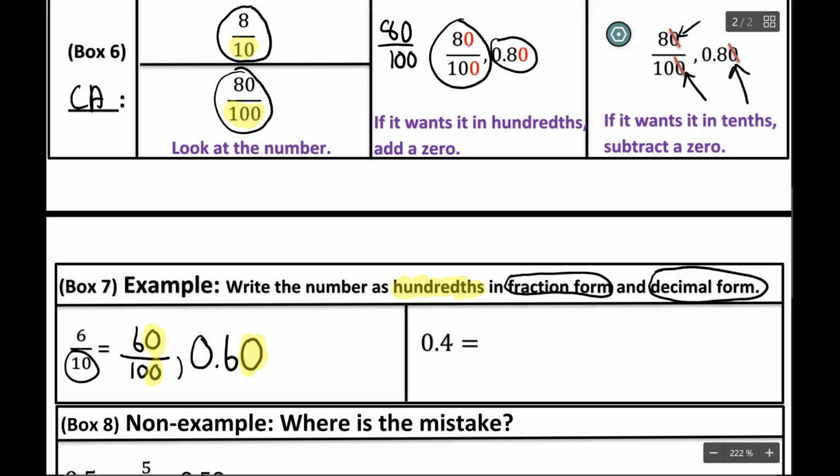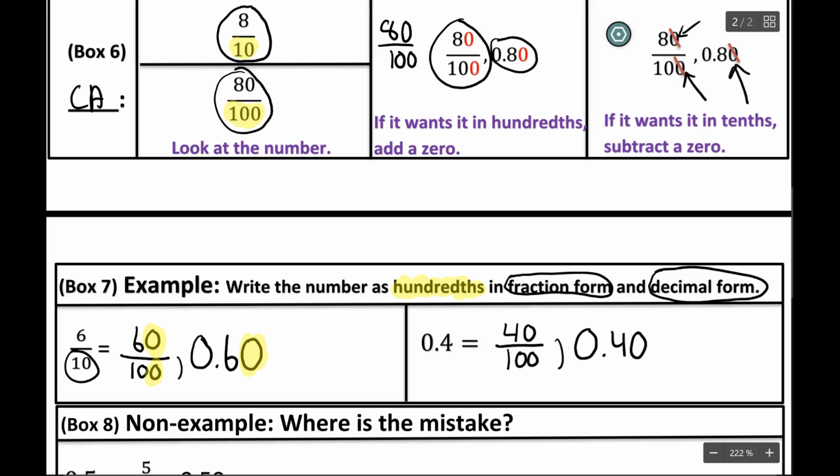Alrighty, going into our next example problem, I have the decimal 0.4, okay, and this is going to equal, again, add a 0, 40 over 100, okay? And then lastly, my decimal would be 0.40.